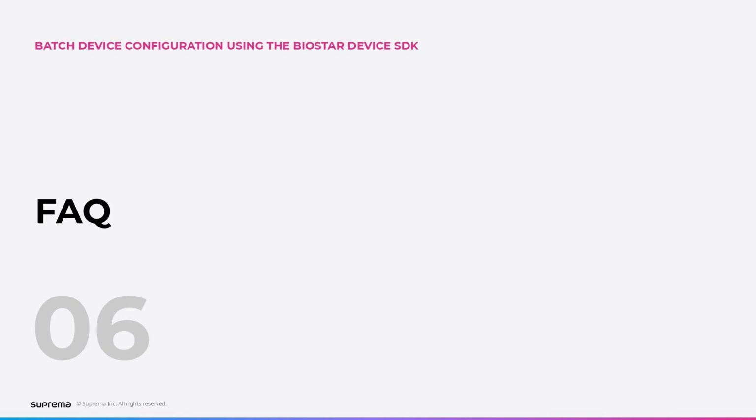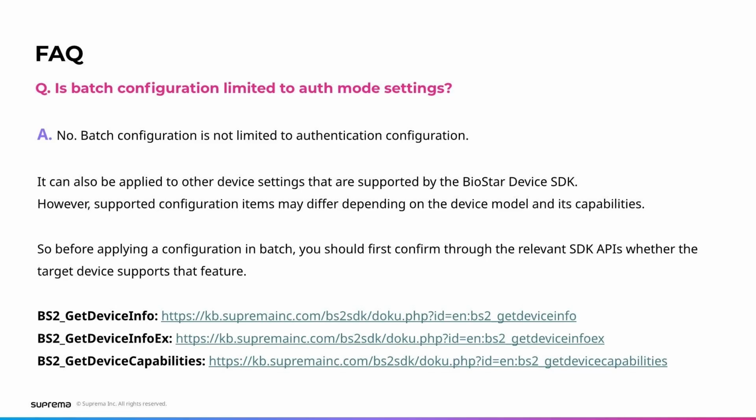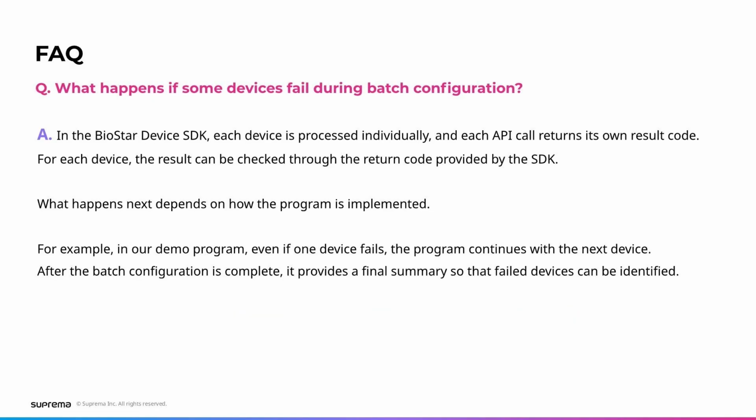Let's take a look at some frequently asked questions. The first question is, is batch configuration limited to auth mode settings? No. Batch configuration is not limited to authentication configuration. It can also be applied to other device settings that are supported by the BioStar Device SDK. However, supported configuration items may differ depending on the device model and its capabilities. So before applying a configuration in batch, you should first confirm through the relevant SDK APIs whether the target device supports that feature.